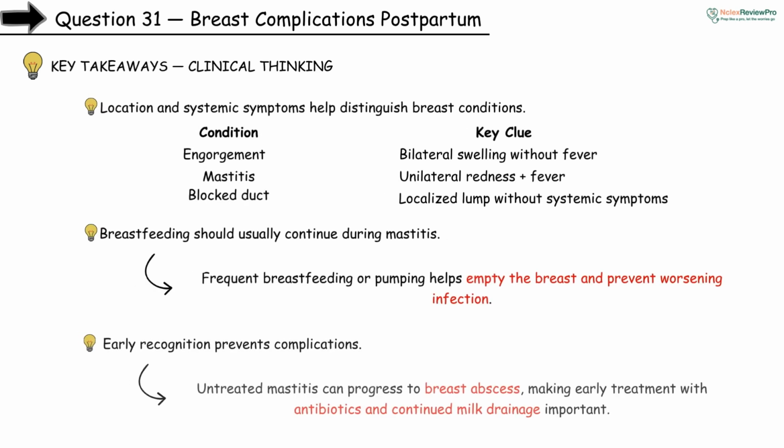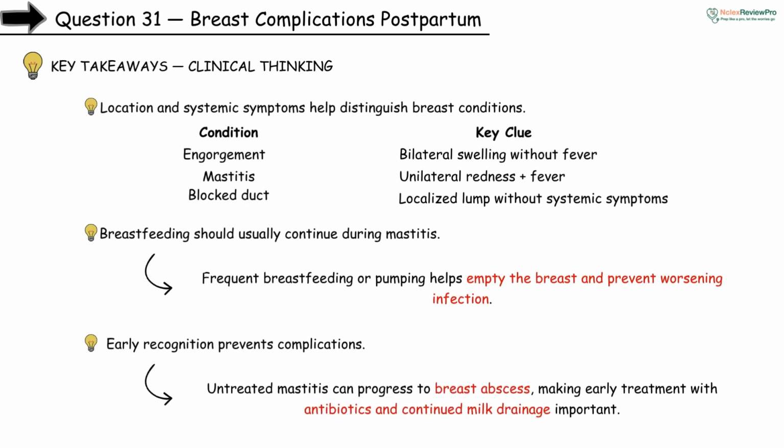Now, let's strengthen your clinical thinking. You can differentiate breast conditions using 2 key clues: location and systemic symptoms. Engorgement is bilateral and without fever. Mastitis is unilateral with fever. Blocked duct is localized but without systemic symptoms. And here's a very important nursing point. Breastfeeding should usually continue during mastitis. Frequent feeding or pumping helps empty the breast and prevent worsening infection.